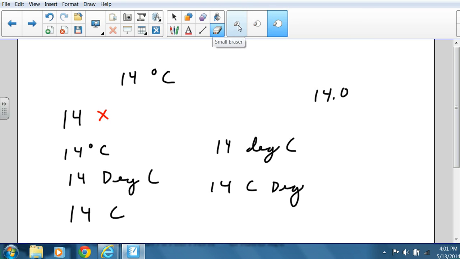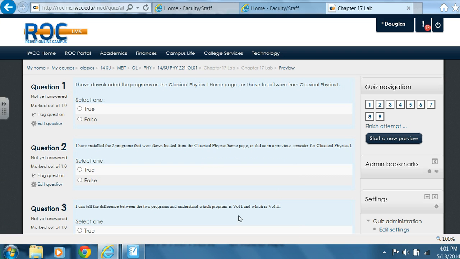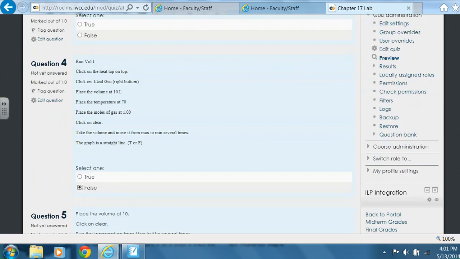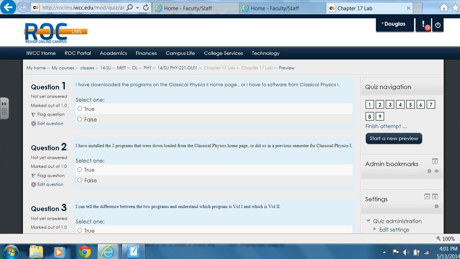When it comes to essay questions, the computer is unable to grade an essay question, period, the end. So is there an essay question? Yeah, there's an essay question, and the computer cannot grade that at all. I have to wait to grade it. Now, why am I telling you this?